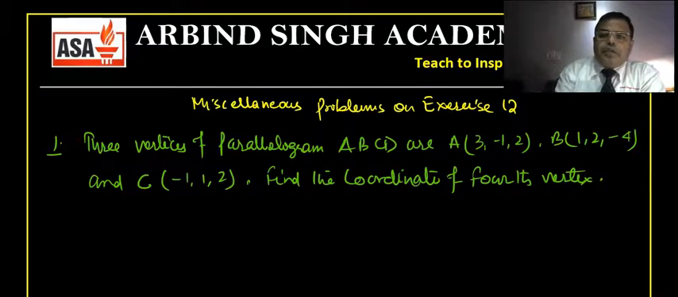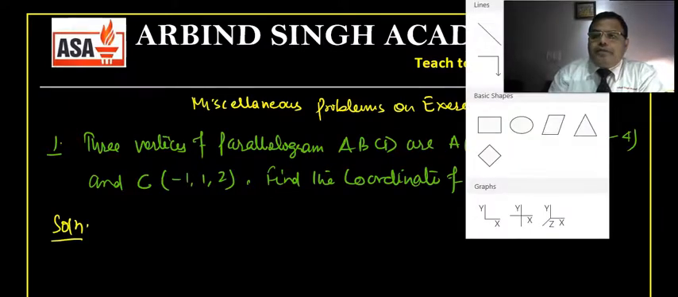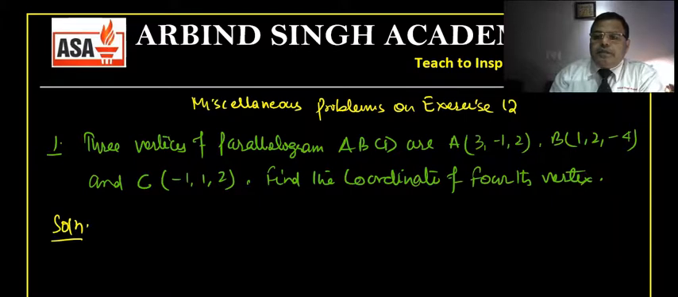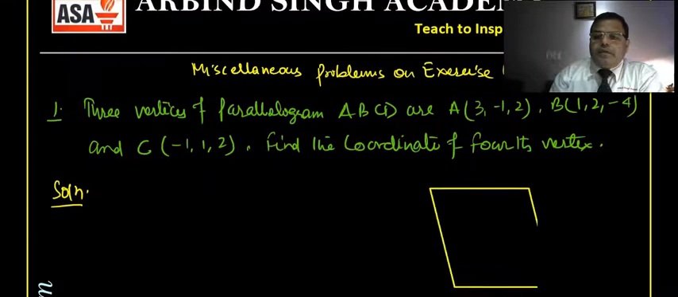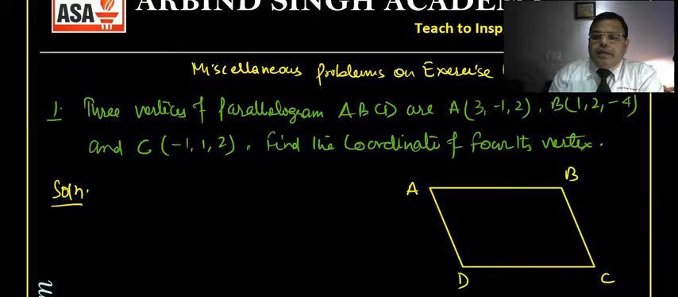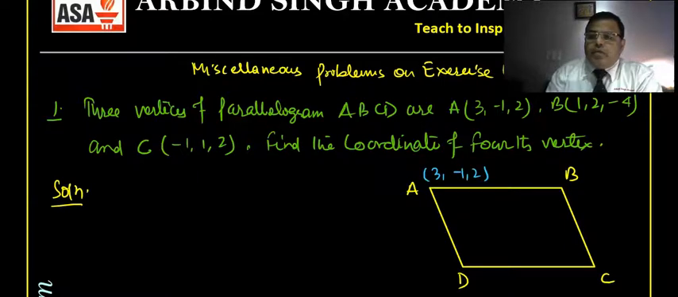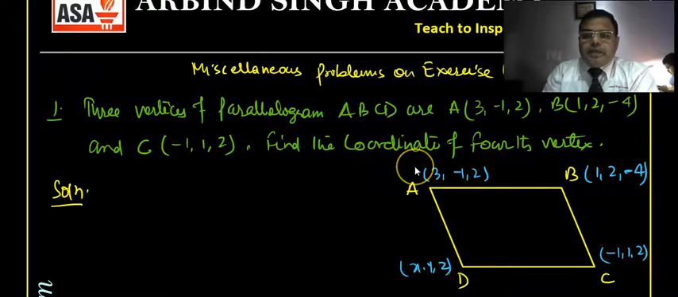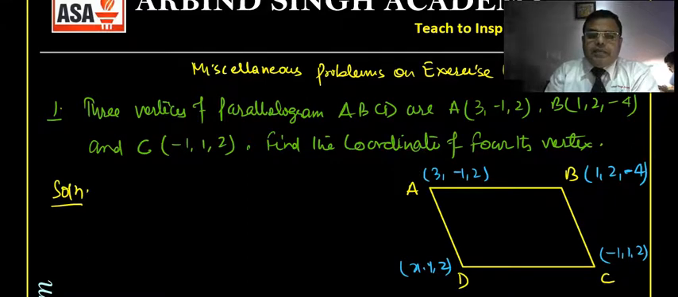Right. So the solution is like this. Let us write the solution. The parallelogram is like this: A, B, C, D. This is a parallelogram. Coordinates of A are given as (3, -1, 2), B is (1, 2, -4), C is given, and the coordinate of D is given like (x, y, z).